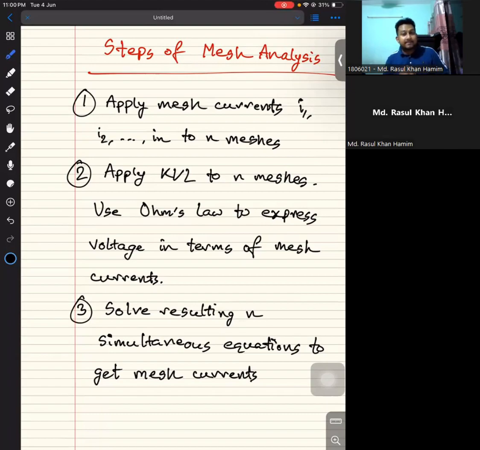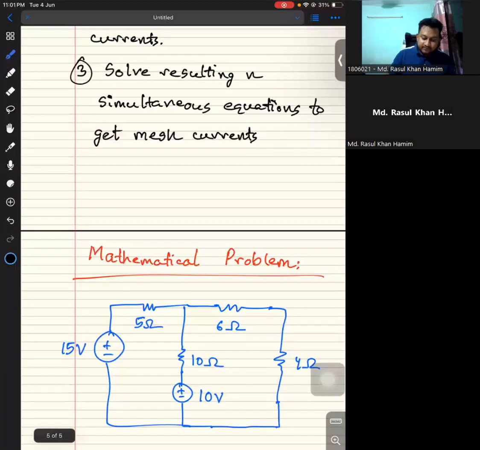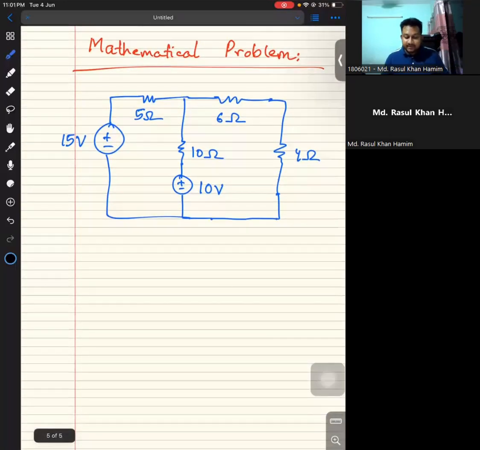The first step is to assign mesh currents I1, I2, up to IN to the n meshes, however many meshes there may be. The second step is to apply KVL to those n meshes. We use Ohm's law to express voltage in terms of mesh currents. The third step is to solve the resulting n simultaneous equations that we found in step 2 to get the mesh currents.